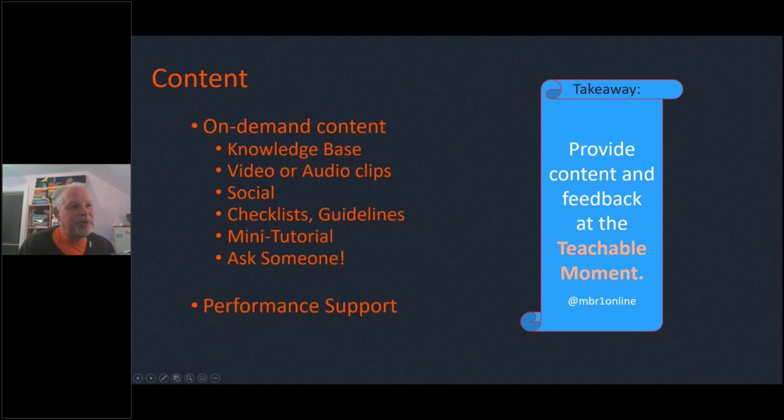And third, if you provide that content at a teachable moment, you're getting that content in the context of how it's used to do a real thing and solve a problem. So we're making a mental link directly between that information, that content, and how it's used. And that is one of the biggest differences between experts and novices.